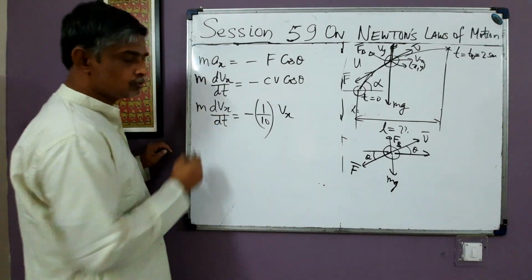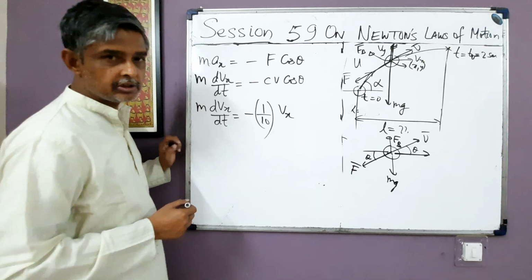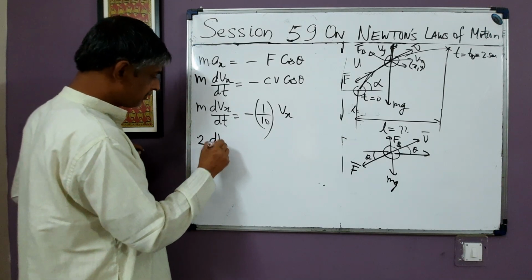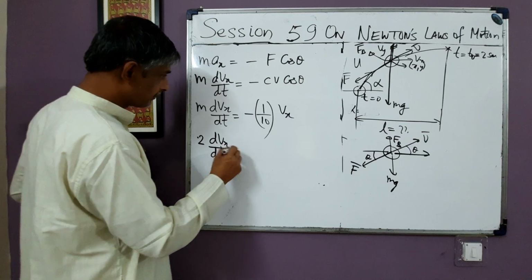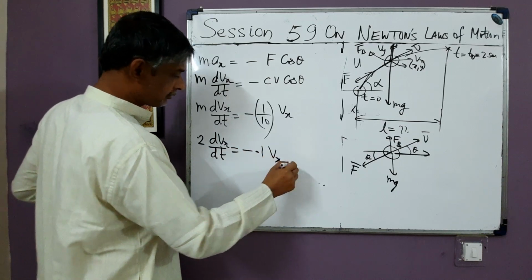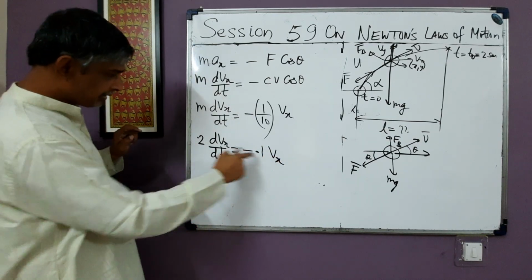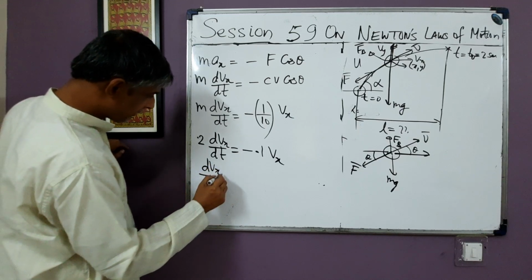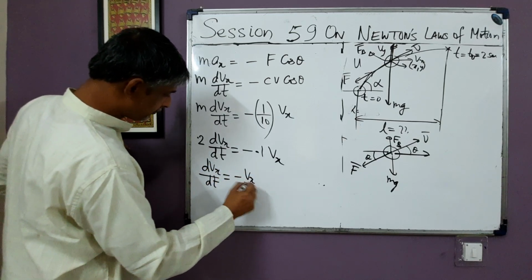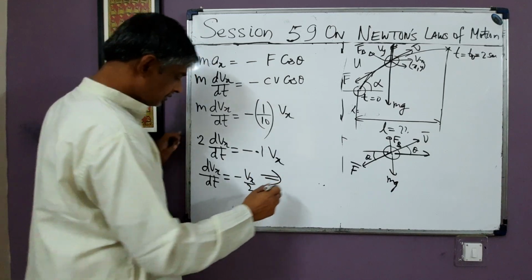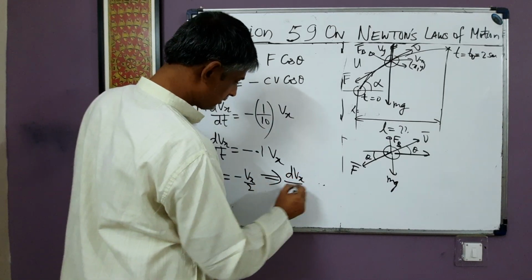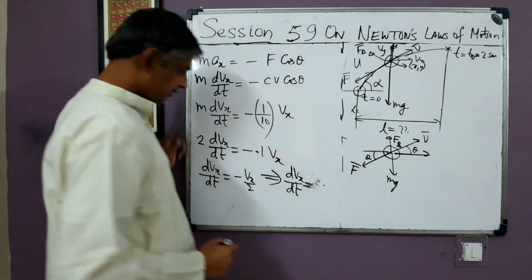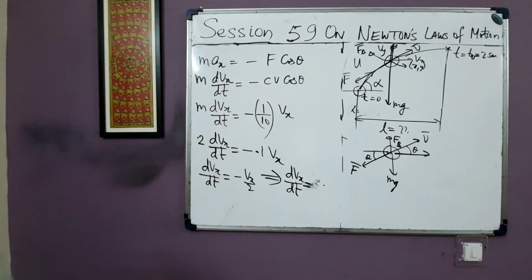Now m is how much? 200 gram, which is 0.2 kg converted to SI units. So 0.2 kg times dvx by dt equals minus 0.1 Vx. Now if we divide, this becomes 1 by 2. So dvx by dt is equal to minus Vx by 2.